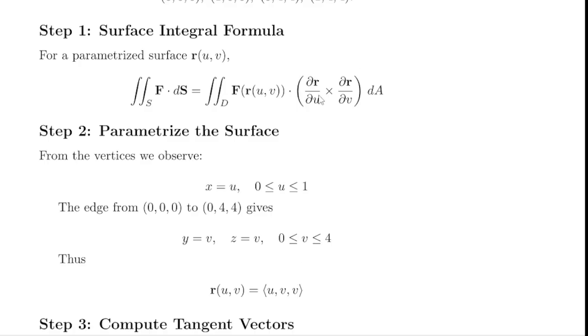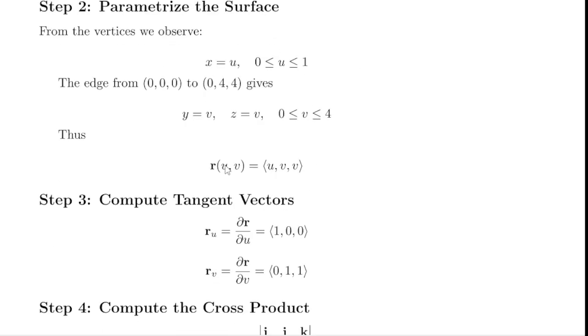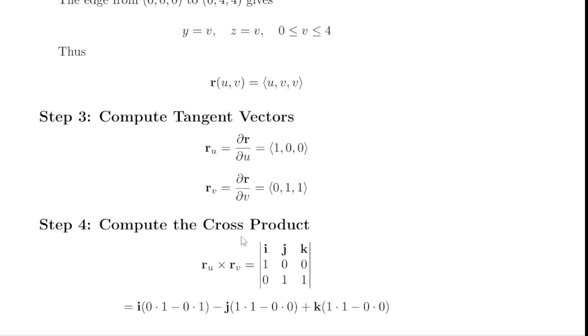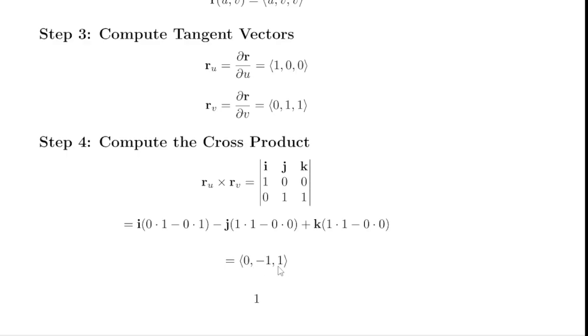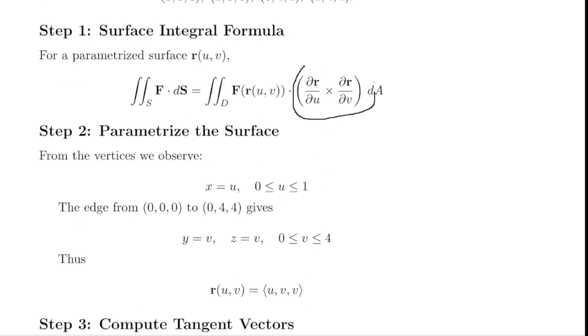The next step is to find the partial derivatives. So we're going to take the partial of r with respect to u, which is just ⟨1, 0, 0⟩. And then the partial of r with respect to v is ⟨0, 1, 1⟩. Next, we want to take the cross product of these derivatives. And when we do that, we end up with ⟨0, -1, 1⟩. So now we figured out this part of the formula.